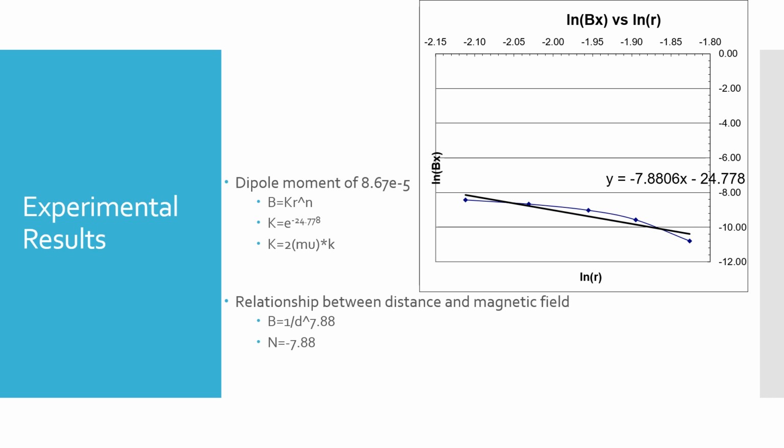The slope of this line of best fit showed the relationship between the distance from the magnet and the strength of the magnetic field. I found the relationship was that the magnetic field is proportional to the distance to the negative 7.88 power.